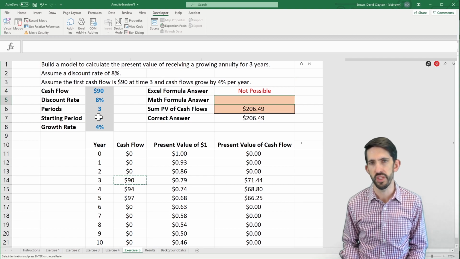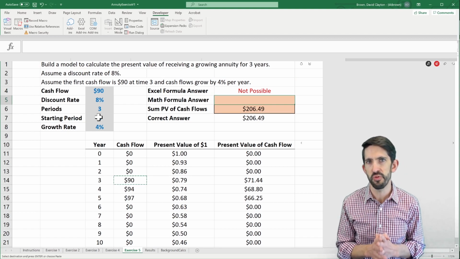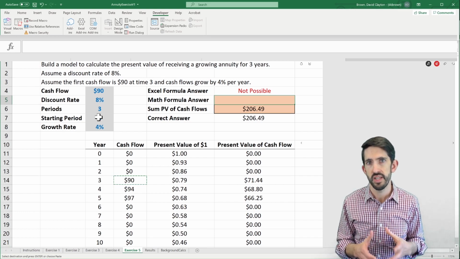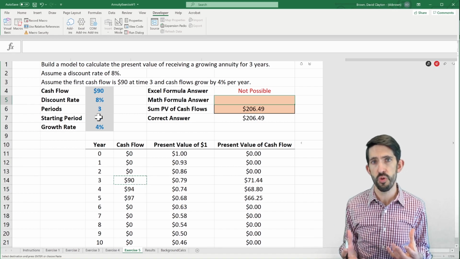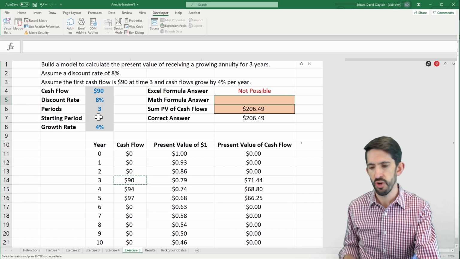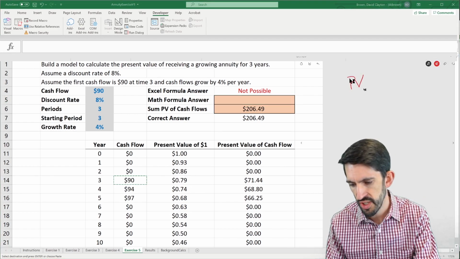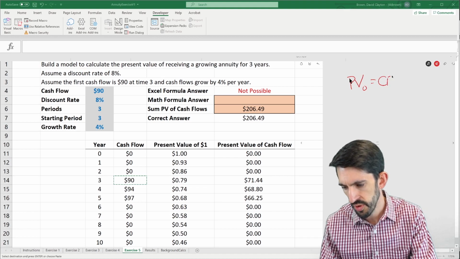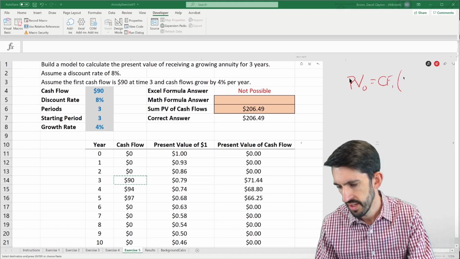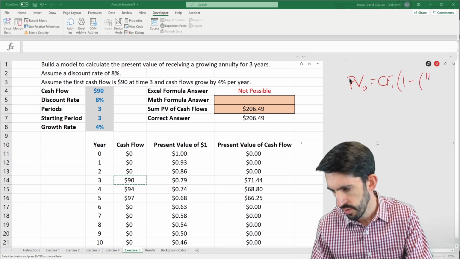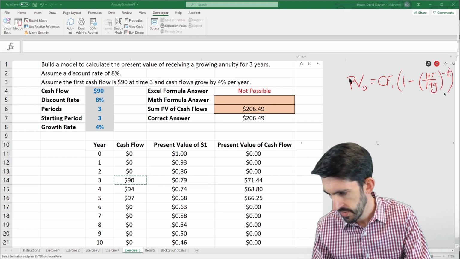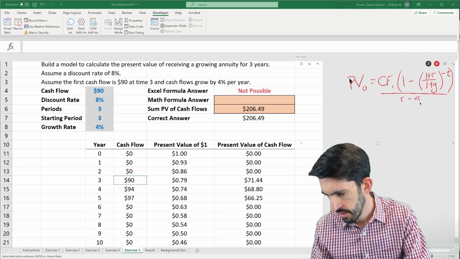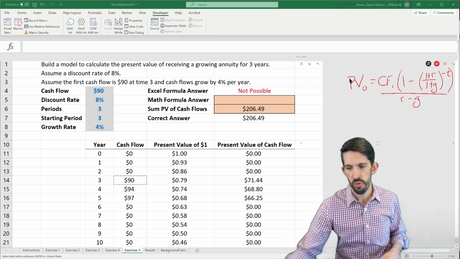All right, now we want to do the math formula. And here it actually gets a little bit trickier. We need a new formula because we had a present value of an annuity. Now we need the present value of a growing annuity. And this formula is going to change a little bit. It's basically just incorporating G, or our growth rate, but we do have to note what it is. So here we're going to say present value at time 0 is still equal to cash flow 1 times 1 minus (1 plus R divided by 1 plus G) to the minus T, all divided by R minus G. So our formula changes a little bit.